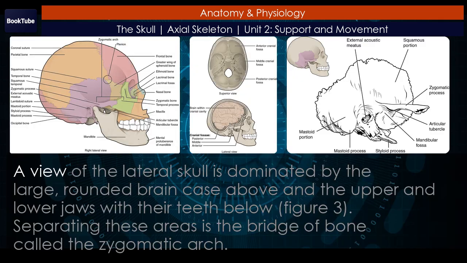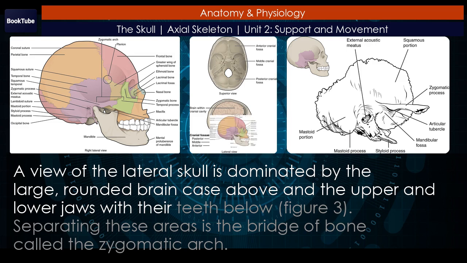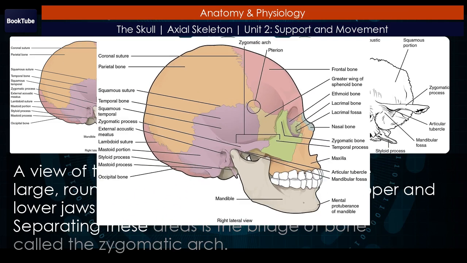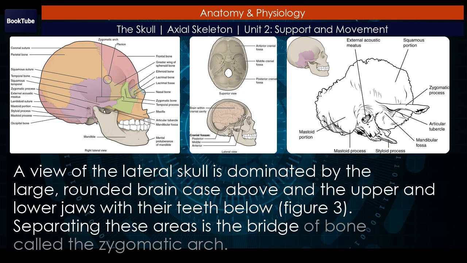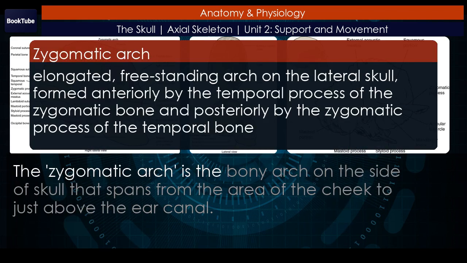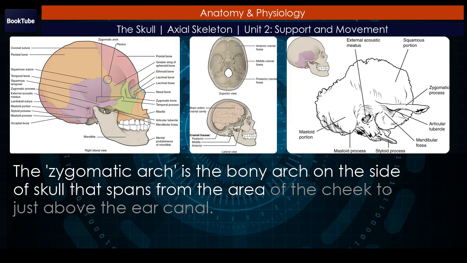Lateral view of the skull. A view of the lateral skull is dominated by the large, rounded braincase above and the upper and lower jaws with their teeth below. Figure 3. Separating these areas is the bridge of bone called the zygomatic arch. The zygomatic arch is the bony arch on the side of the skull that spans from the area of the cheek to just above the ear canal.